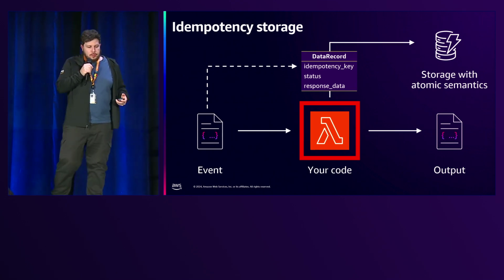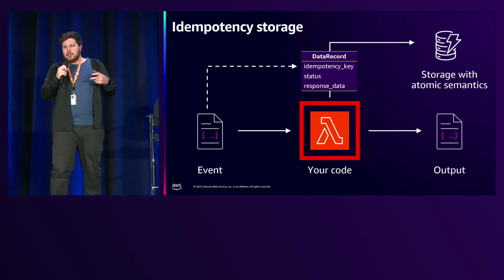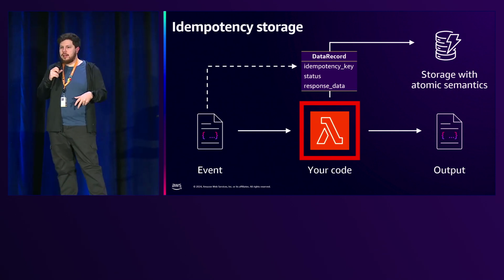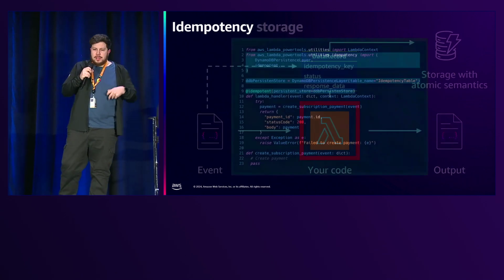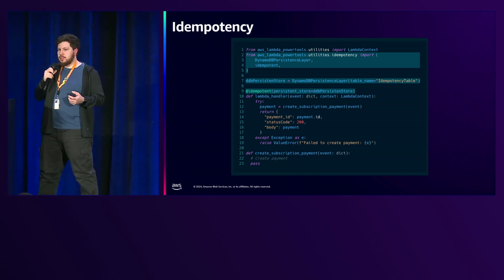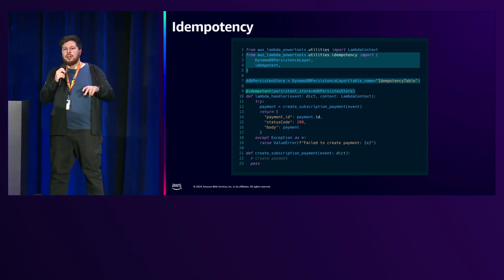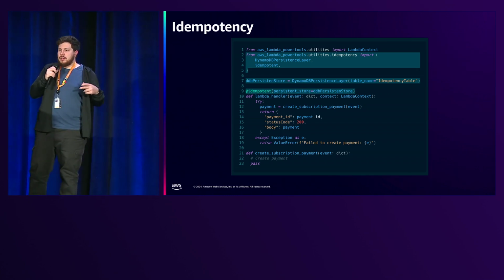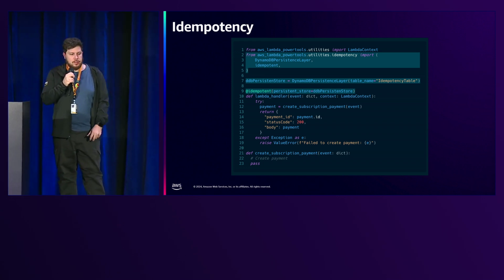So this is what happens. We provide a decorator, we save the record, and then we run your code. We save different fields in the database or persistence layer so that we can keep track of the expiration, the in-progress expiration, the status, the response, and so on.